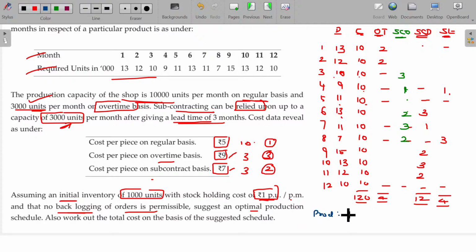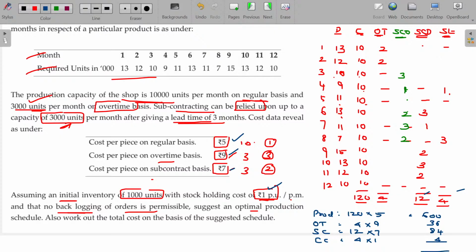Production: what's the cost? 120 units produced, per unit costs me 5 rupees, so 600 rupees. And overtime: how many units produced using overtime? 4000 units. Per unit requires 9 rupees, so 36,000 I am in need of for overtime. And subcontracting: 12 units are produced using the subcontractor. For that I have to spend 7 rupees, so 84,000 rupees. And carrying cost for holding stock of 4 units: carrying 1 unit requires 1 rupee per month, so 4 into 1, 4 rupees will be the cost here.